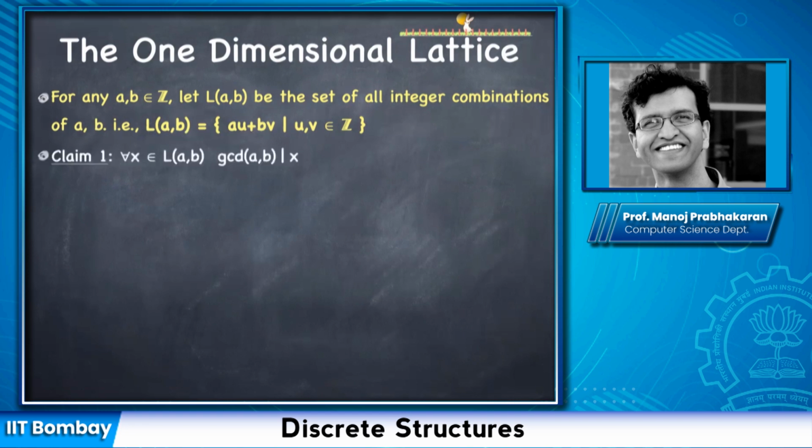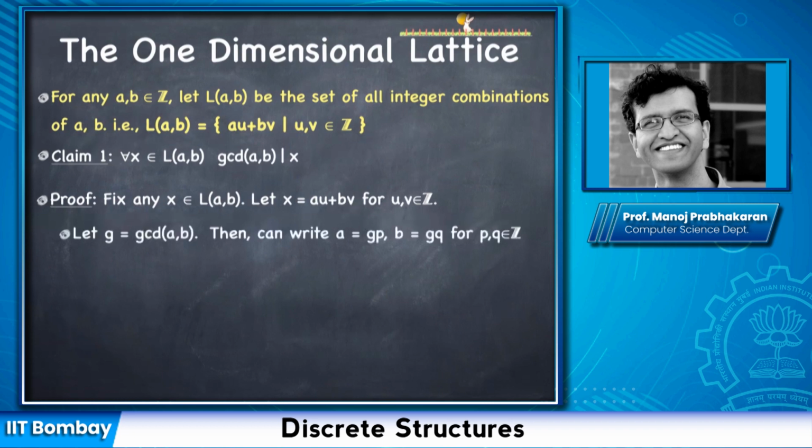So the first claim is that whichever point the bunny can reach, that point is a multiple of the GCD of A and B. Actually, it's not too hard to see. Take any point that the bunny can reach. That is to say, it's AU plus BV for some integers U and V. Well, what do we know about the GCD?